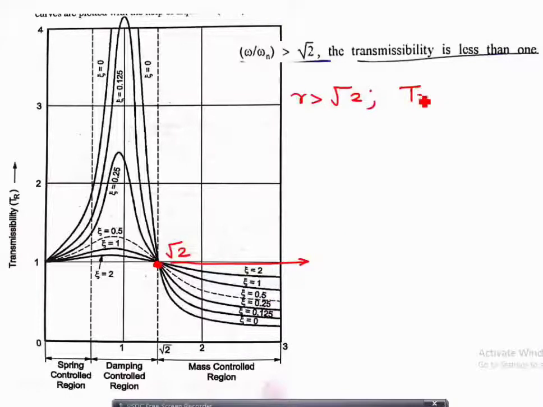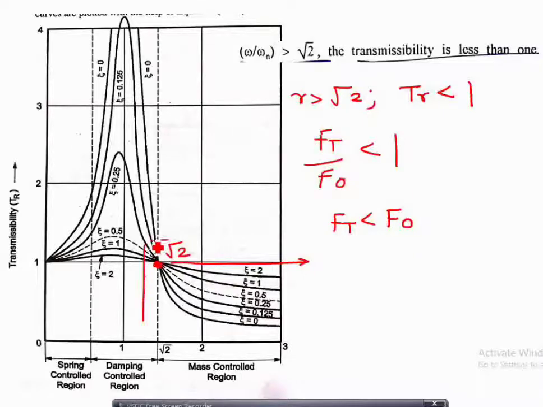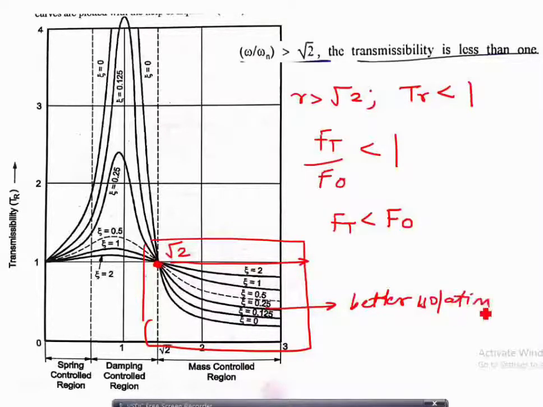So what does it mean? Your transmissibility is less than 1. So when r is greater than root 2, your transmissibility should be less than 1. If your transmissibility is less than 1, what does that mean? Your Ft upon F0 is less than 1, which means your Ft should be less than F0. So the amount of force transmitted is less than F0, and that is why in this particular range you are getting a better isolation.